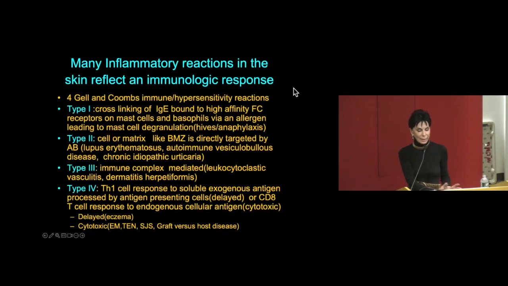Well, type 1 is cross-linking of IgE bound to high-affinity Fc receptors on mast cells and basophils via an allergen, leading to mast cell degranulation, best exemplified by hives and anaphylaxis.